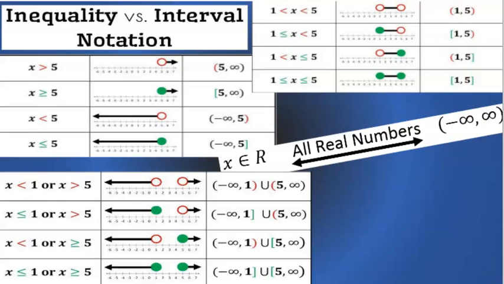So, there's inequality notation and there's interval notation. In Algebra 1 multiple choice, they'll usually give you inequality notation. In Algebra 2, they'll usually give you interval notation. They mean the same thing, they're just different ways of writing it. So here's some examples. We have x is greater than 5. That's open, so we have an open hole, and it keeps going forever to the right because it's bigger than 5. So we have parentheses 5, comma, infinity.